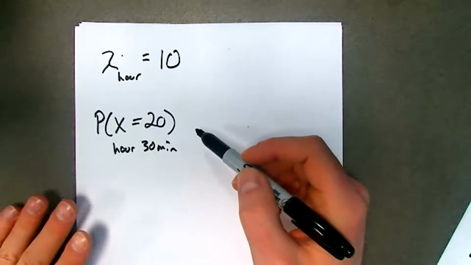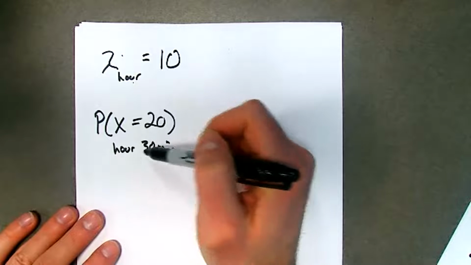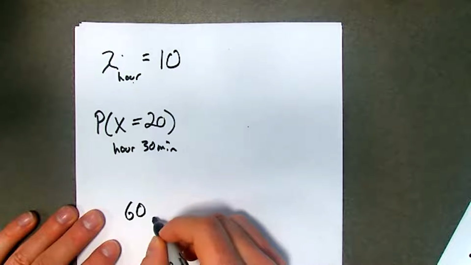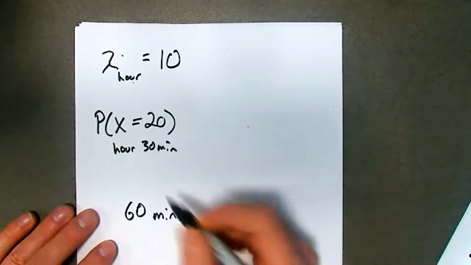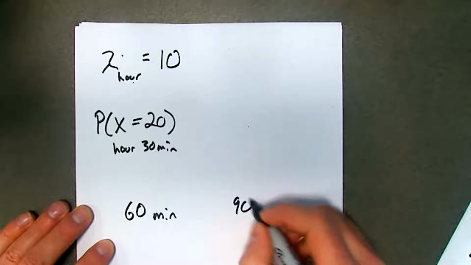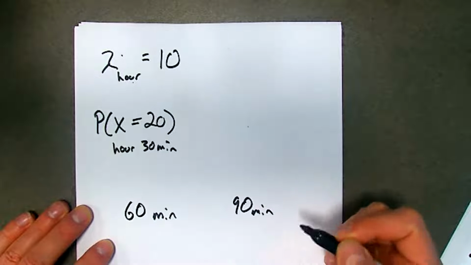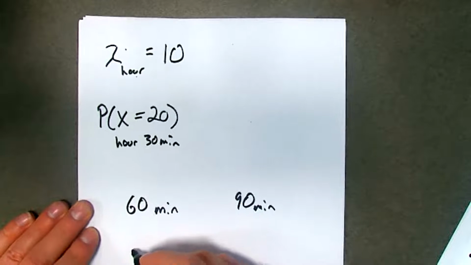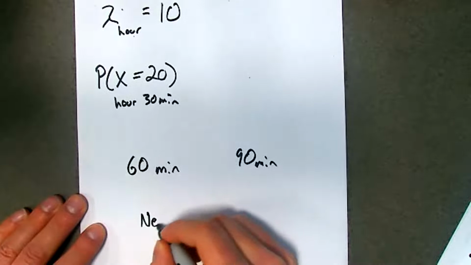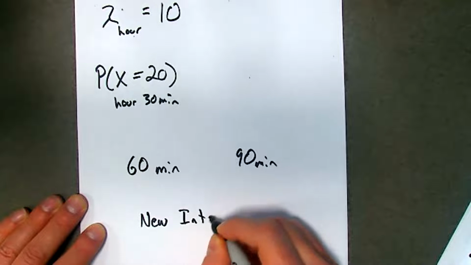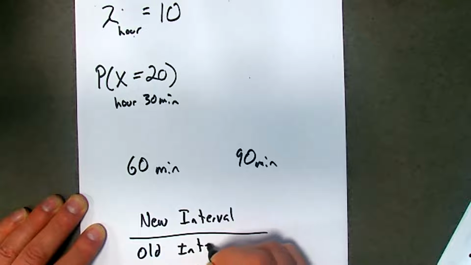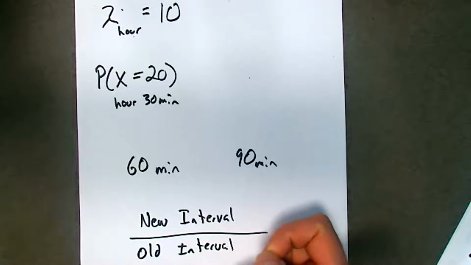But how would I get that 1.5? Well, it's kind of goofy with time, because when I say an hour, what I'm saying is 60 minutes. What's my new interval? 90 minutes. So what I'm really doing is taking the ratio of my new interval over my old interval to get the factor I should be multiplying by.